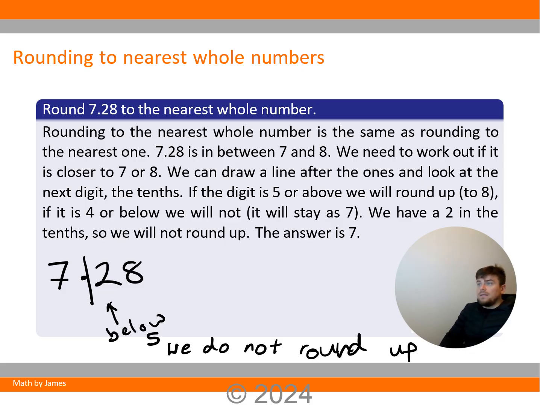We can draw a line after the ones and look at the next digit, the tenths. If the digit's 5 or above, we round up. 4 or below, we round down. Do have a look at place value if you haven't seen this, because you'll understand why that is the case. So the answer here is 7.